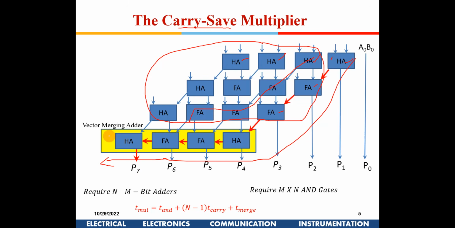Okay, T merge is the total delay combined of this whole block. So you can use a fast adder in this particular block instead of a ripple carry adder. So that is the reason it is written as T merge. Mind you, this is not the single carry delay or a single sum delay. This is the total delay of this particular whole block.